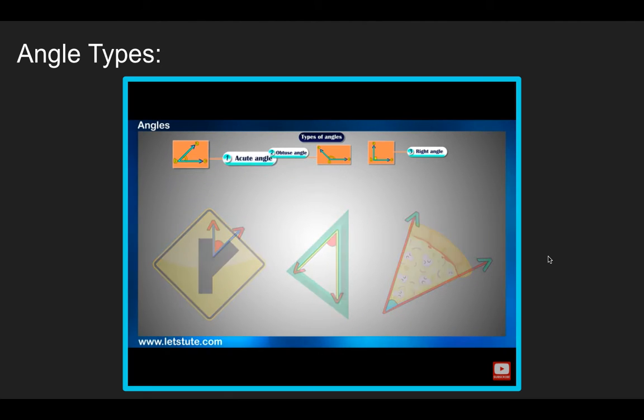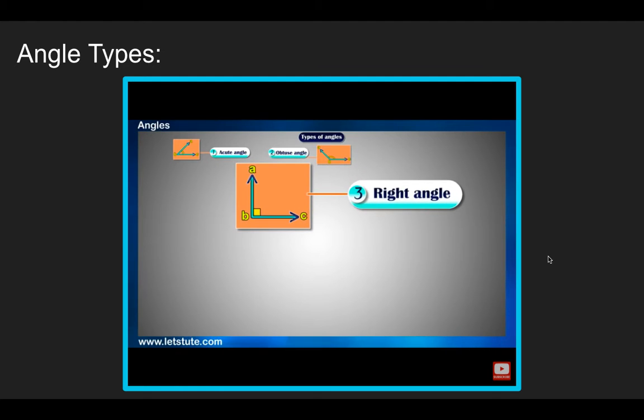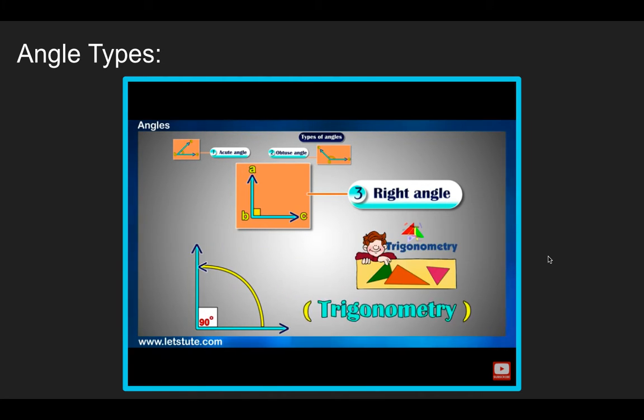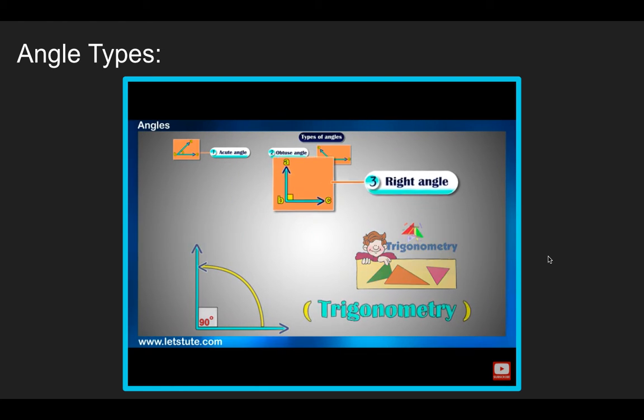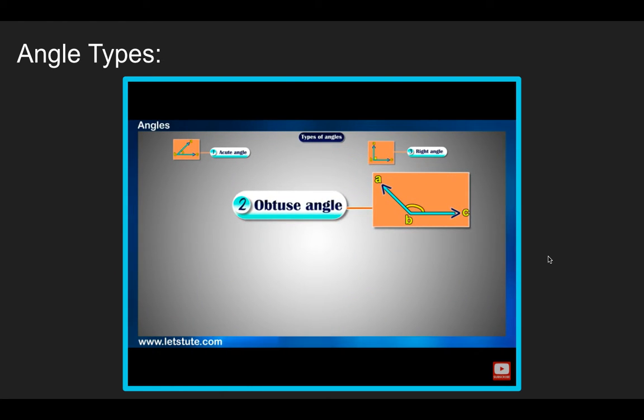And surely we must have observed them in various such places. The next type of angle is called a right angle because the measure of the angle is 90 degrees. And based on this angle, you will learn a very important concept of trigonometry. Now the last one is obtuse angle, where obtuse means blunt.